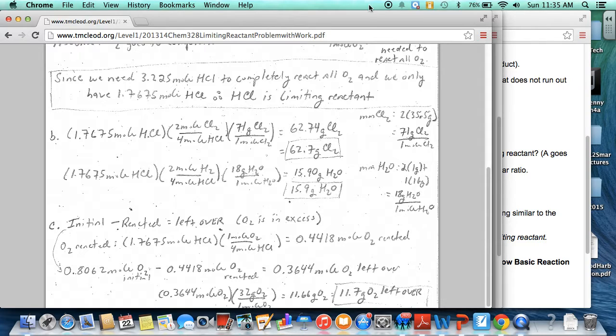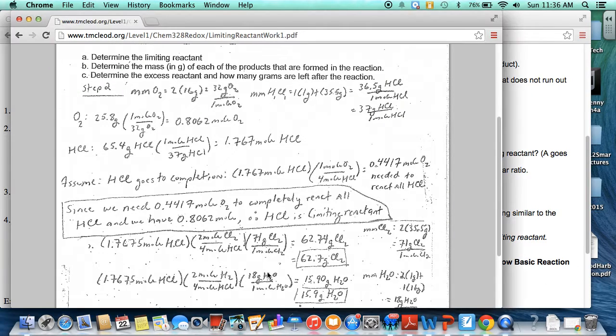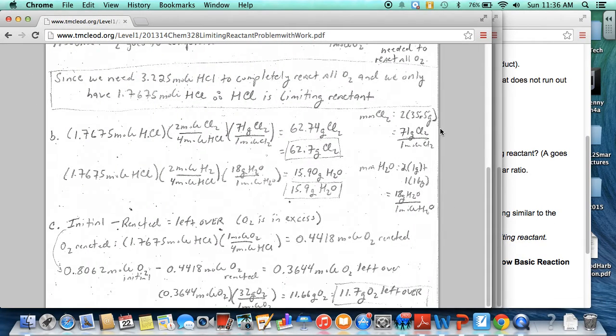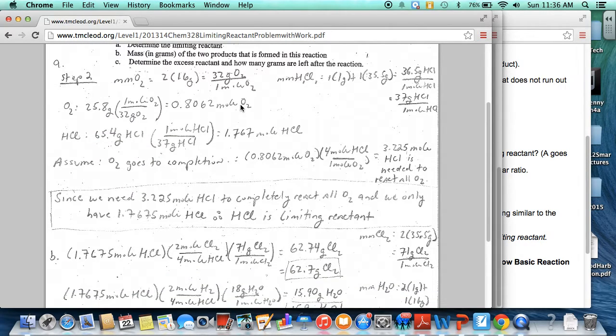And if you did it the other way, if you made the other assumption, you will see that the calculations in the product part are exactly the same. The last part is how much of the excess material is left over, and that's always done by initial minus reacted equals leftover. You know initially how much you have, because that's the first thing you calculated up here, the initial amounts of both reactants.